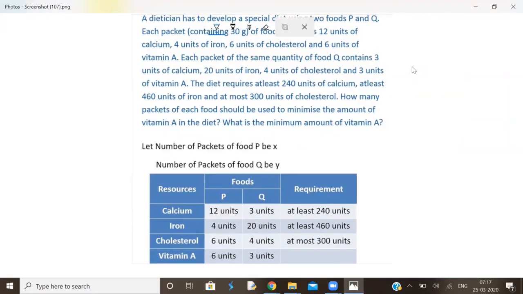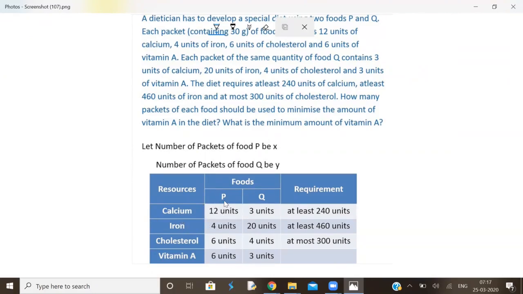Good morning. A classical example of a linear programming problem: the dietitian problem. A dietitian has to develop special foods P and Q. Each food contains calcium, iron, cholesterol, and vitamin A at different compositions.